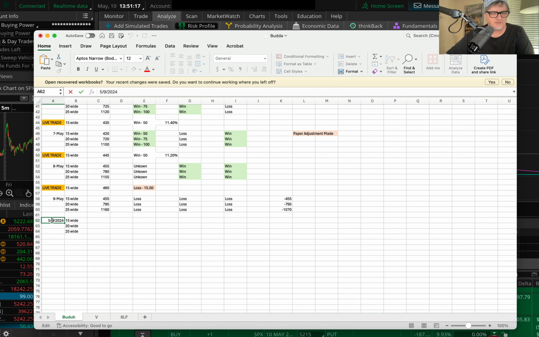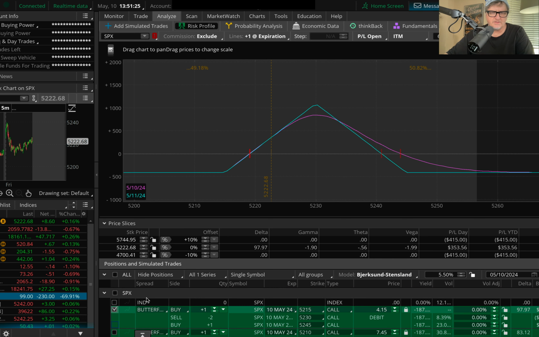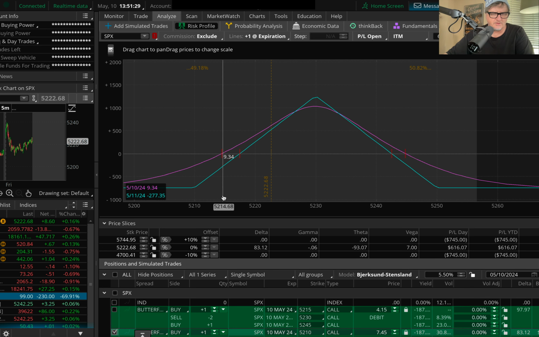Change the date to the 10th. And the risks on these were, let's go to the front. So on 15 wide was 415, the 20 wide was 745. So 415 and 745.